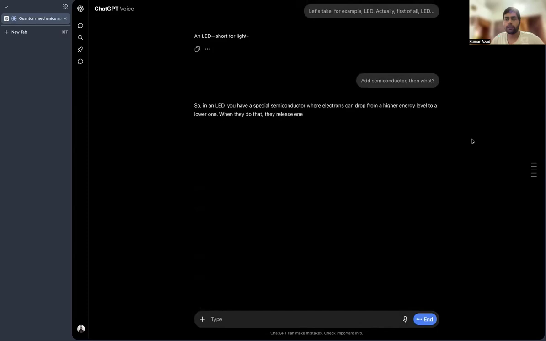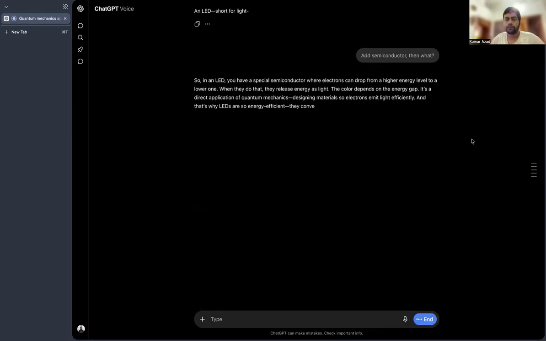level to a lower one. When they do that, they release energy as light. The color depends on the energy gap. It's a direct application of quantum mechanics, designing materials so electrons emit light efficiently. And that's why LEDs are so energy efficient. They convert electricity straight into light.